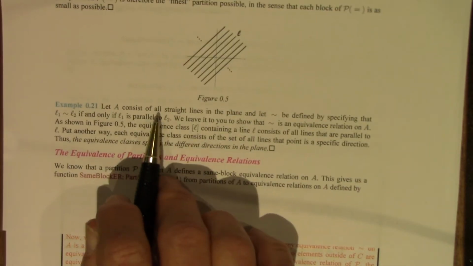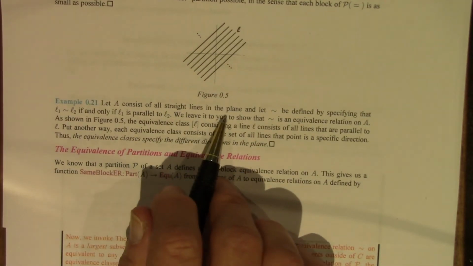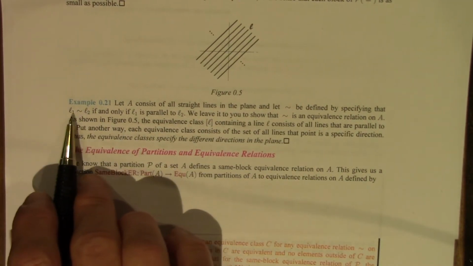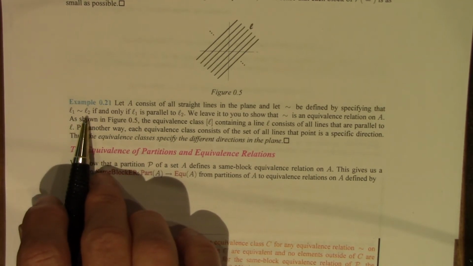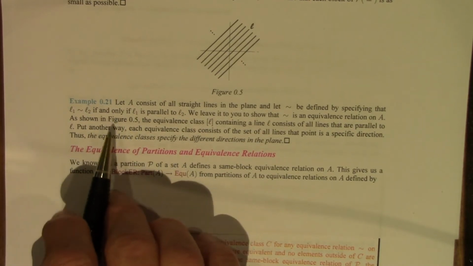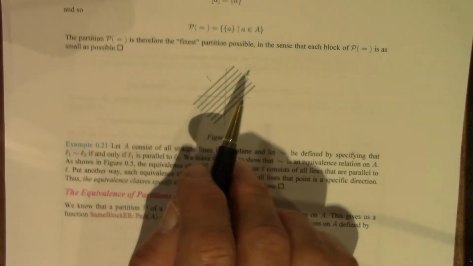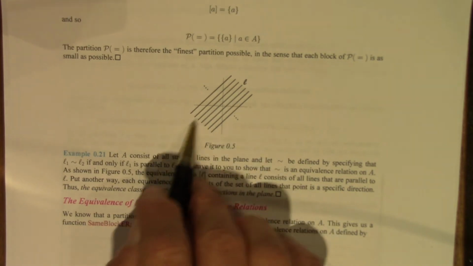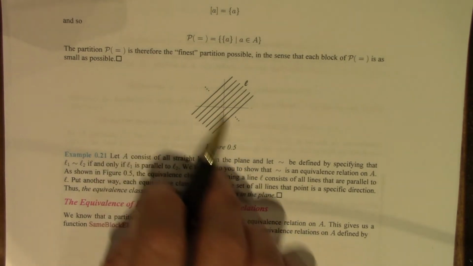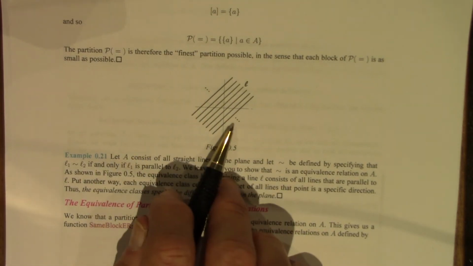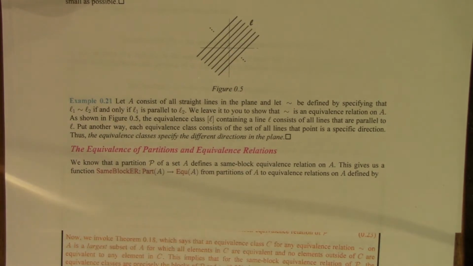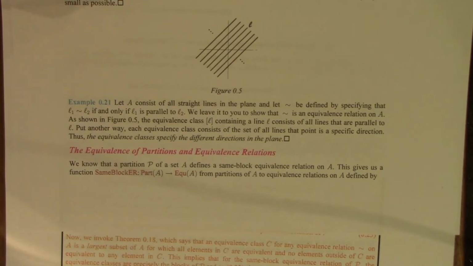Here's another example. We'll let A consist of all straight lines in the plane and define an equivalence relation on two lines by saying that L1 is equivalent to L2 if the two lines are parallel. That's easily seen to be an equivalence relation. The equivalence class containing a specific line L is the set of all lines that are parallel to L, which I obviously can't draw all the lines, but that gives you an idea here. So in effect, the equivalence classes specify the different directions in the plane.